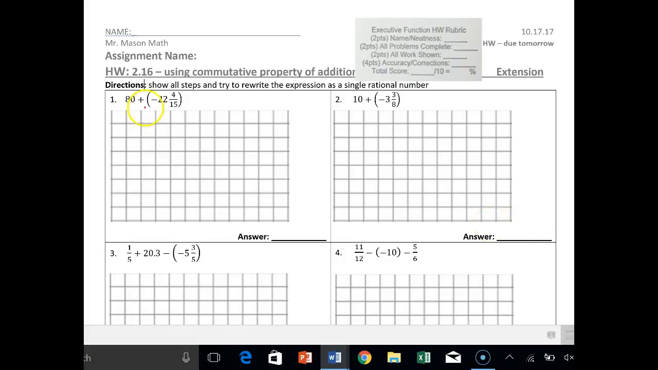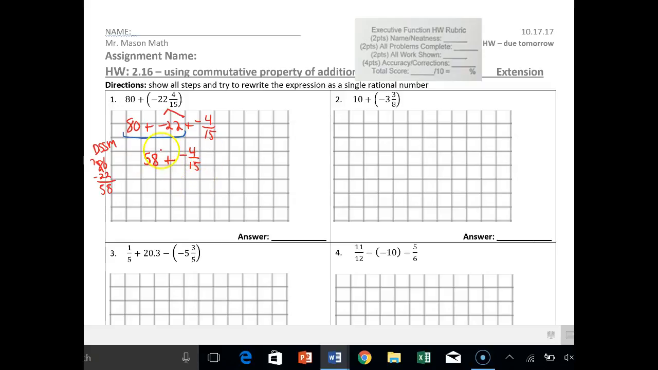So here we go. 80 plus negative 22 and 4/15. So remember, we're going to start off by splitting our mixed numbers. So we'll say 80 plus negative 22 plus negative 4/15. Remember, if the whole number is negative, the fraction is also negative. So these two added together, that's DSSM, different signs subtract more. So basically I want to do 80 minus 22. When I do the subtraction, I'll get 58, and that's positive 58 because I had more positives. So positive 58 plus negative 4/15.